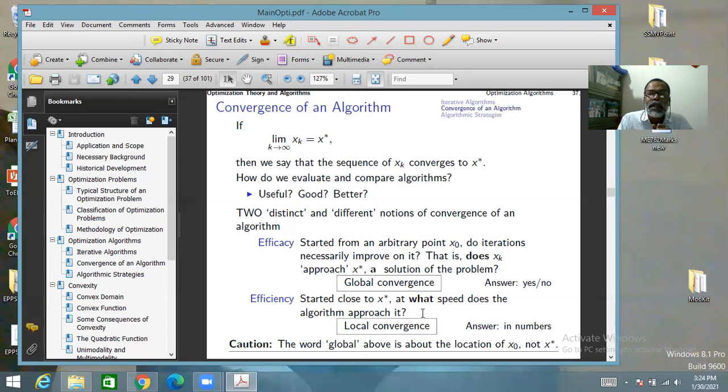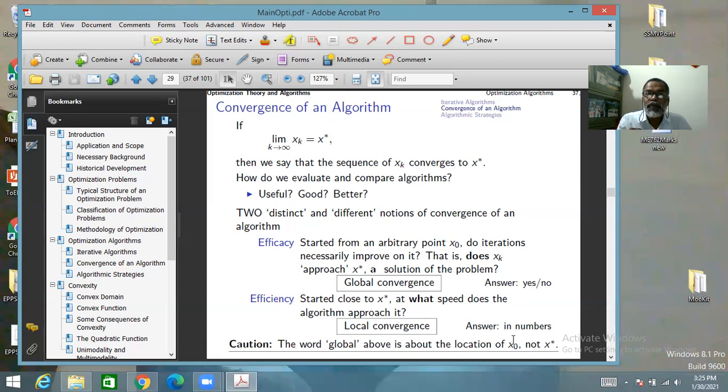Global convergence and local convergence are not two different answers to the same question. They are answers to two different questions: how effective is it and how efficient is it? And make note that the word global here in this context is talking about the location of the initial point, not the x star.